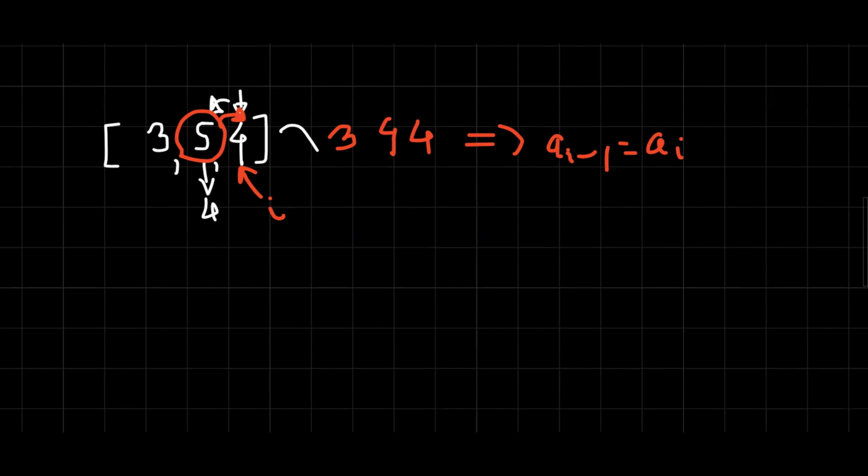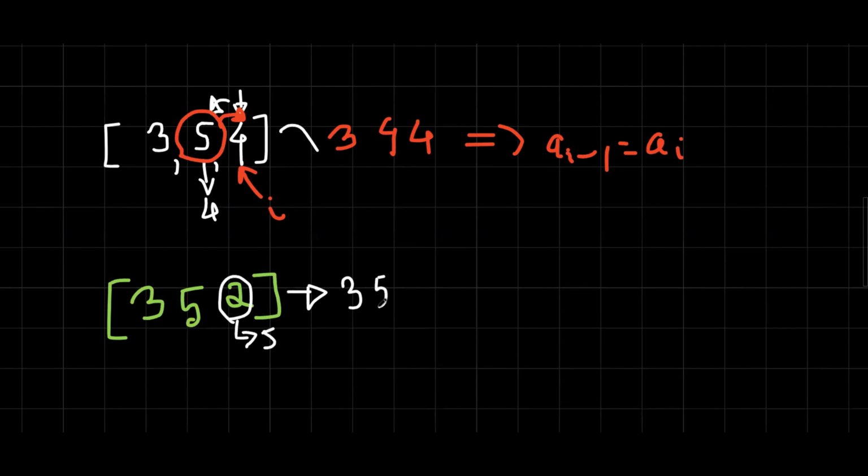Now, there can be scenarios such that the array looks like something like this, which is 3, 5, and 2. Now here, in this case also, the element 2 is less than the element 5. That means here, the array is decreasing. So we have to make one operation here. So the optimal strategy is to make this last element 5. So if we make this element 5, the array will become 3, 5, and 5. So here the operation is a of i is equal to a of i minus 1.